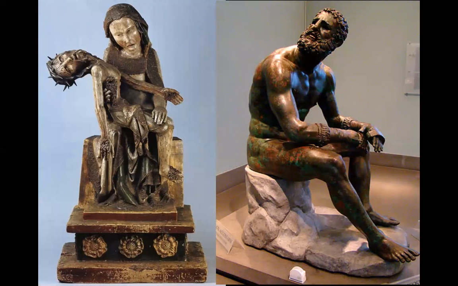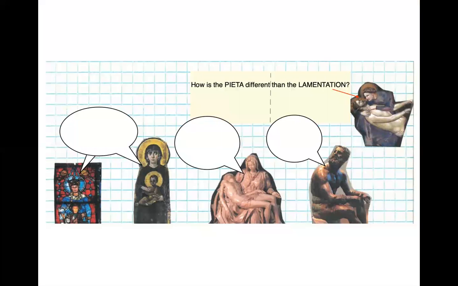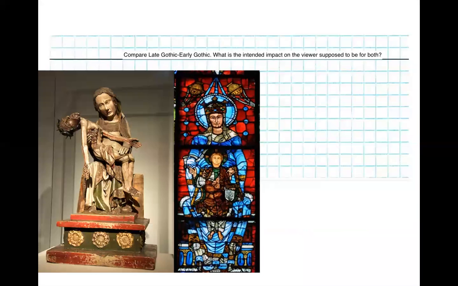All right, then how can you relate that to the seated boxer? So what I want you to do on your note page, I have some of these different artworks on the bottom. I want you to make some connections between these artworks and the Röttgen Pietà. How are they relatable? And then on the note page for Chartres Cathedral, I had a section where I was asking what the intended impact on the viewer is supposed to be for both of these, and how is it different?